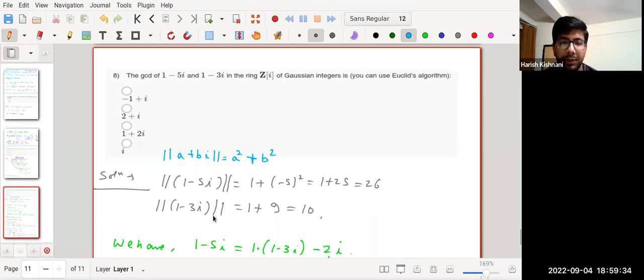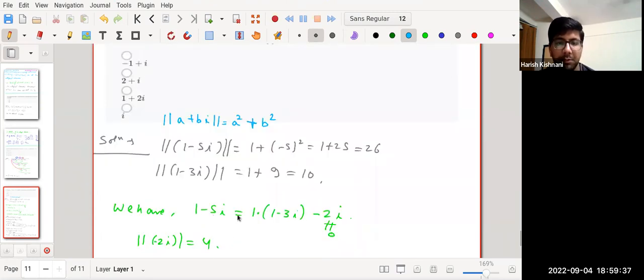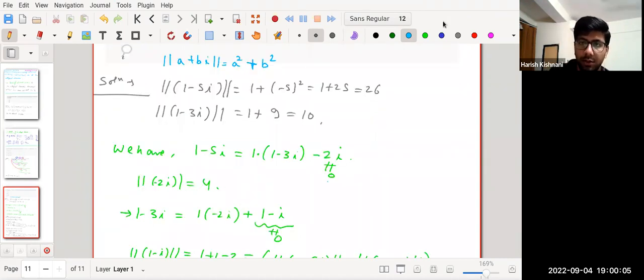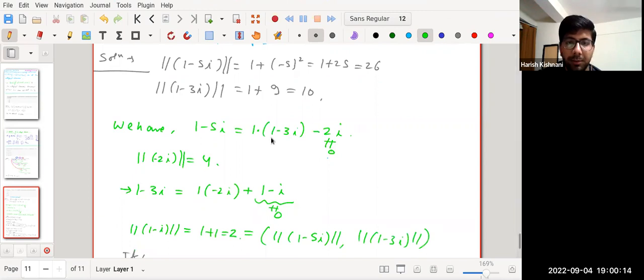So we have 1 minus 5i is 1 times (1 minus 3i) minus 2i. Just try to divide the coefficient of i: minus 5 is divisible by minus 3 with quotient 1. So I have written 1 here, and the rest is considered as the remainder. So minus 2i is the remainder. Now the norm of minus 2i is 4. So yes, we will continue the division.